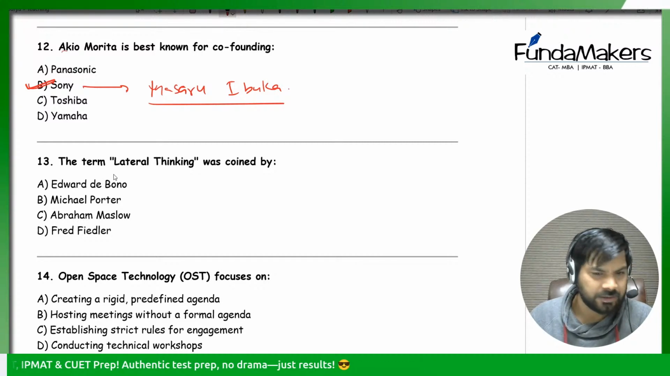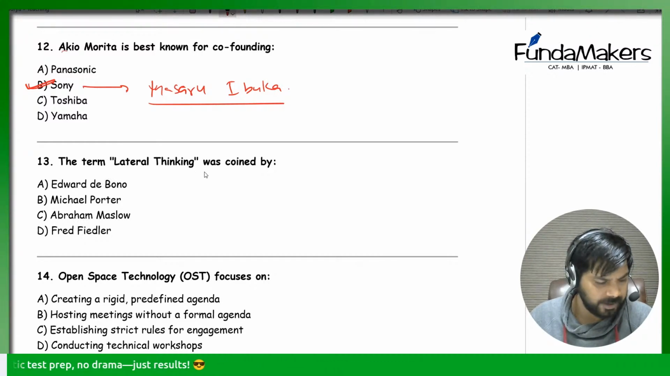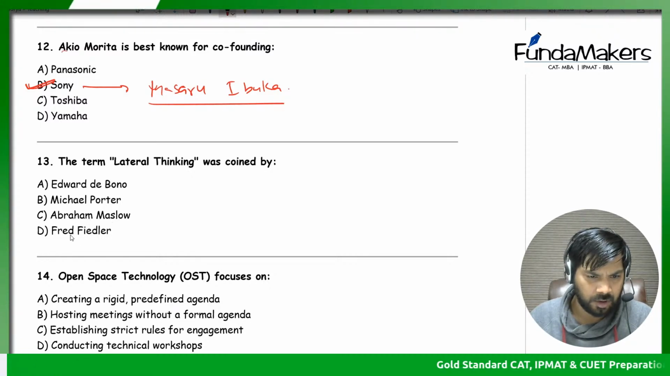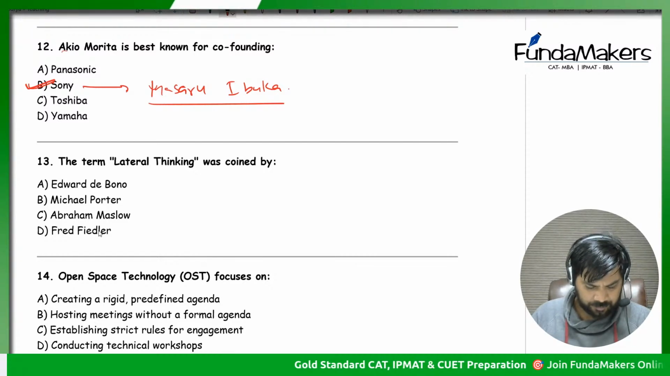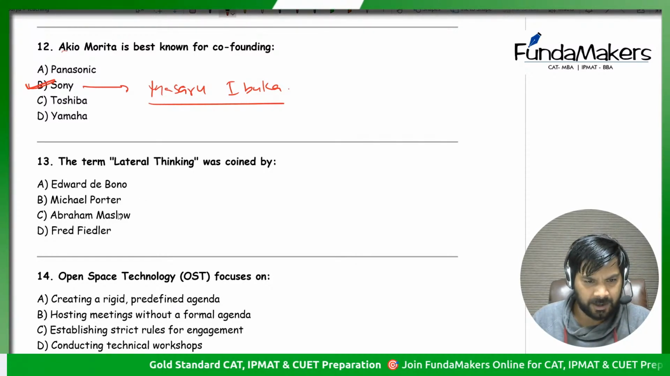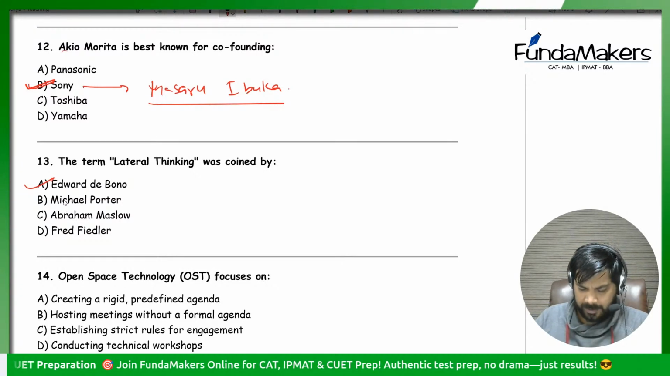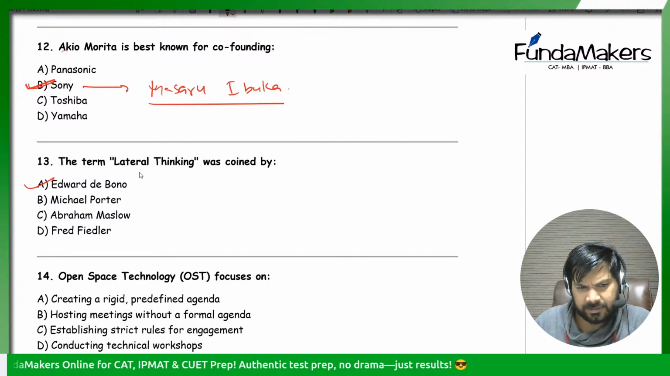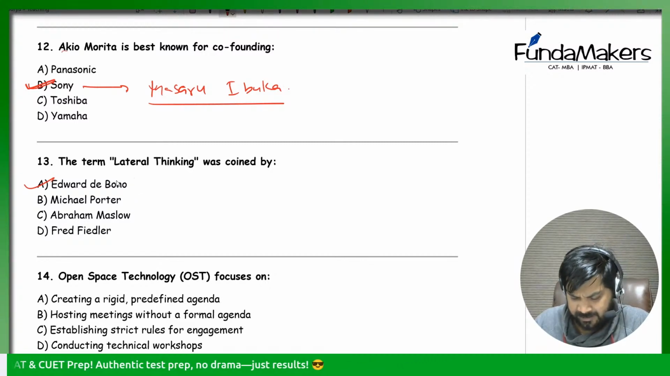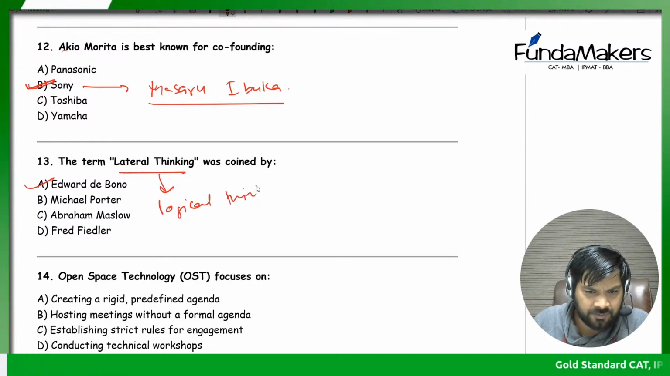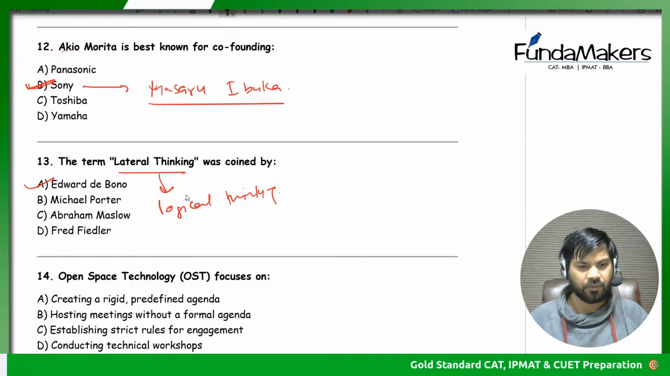Next, the term lateral thinking was coined by whom? Edward de Bono, Michael Porter, Abraham Maslow, or Fred Fiedler, right? So it was coined by Edward de Bono. And he introduced lateral thinking as a creative alternative to logical thinking, right? So he replaced logical thinking with lateral thinking.